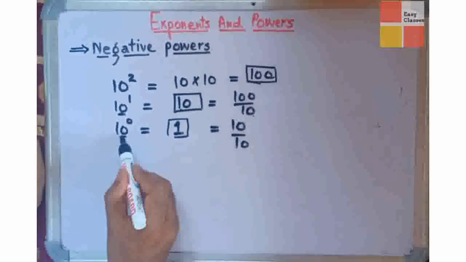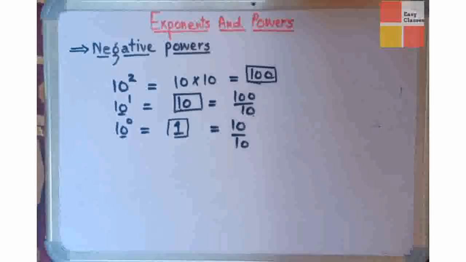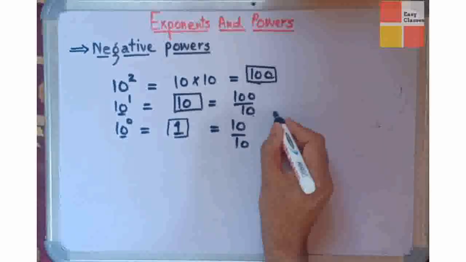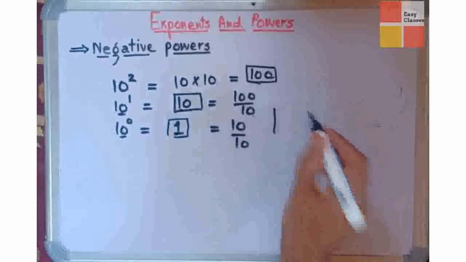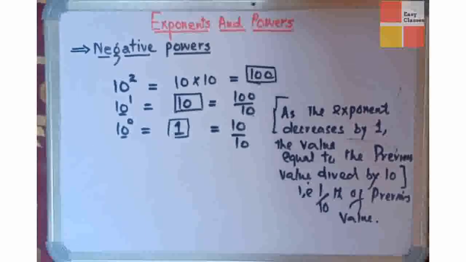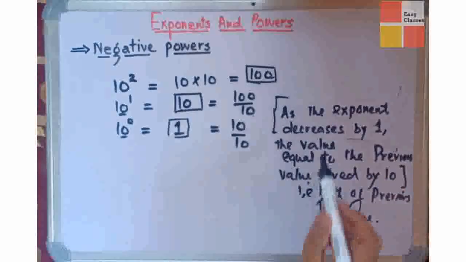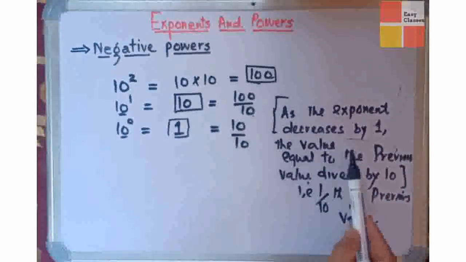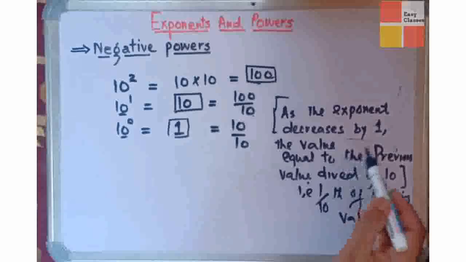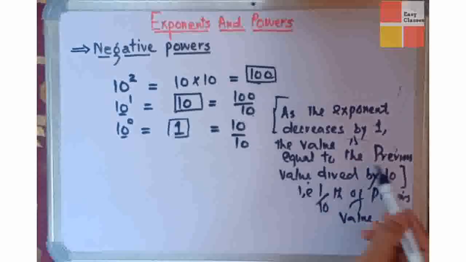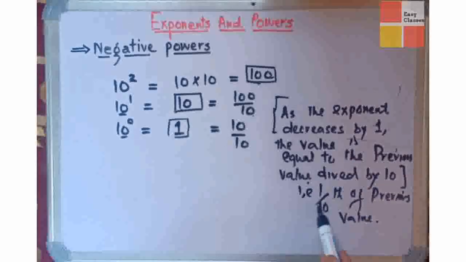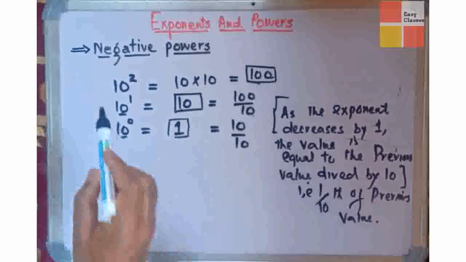So that's why 10 raised to power 0 is equal to 1. Okay, so what can we conclude here? We can conclude that as the exponent decreases by 1, the value is equal to the previous value divided by 10, that is 1 by 10th of the previous value. Okay, you can see that.